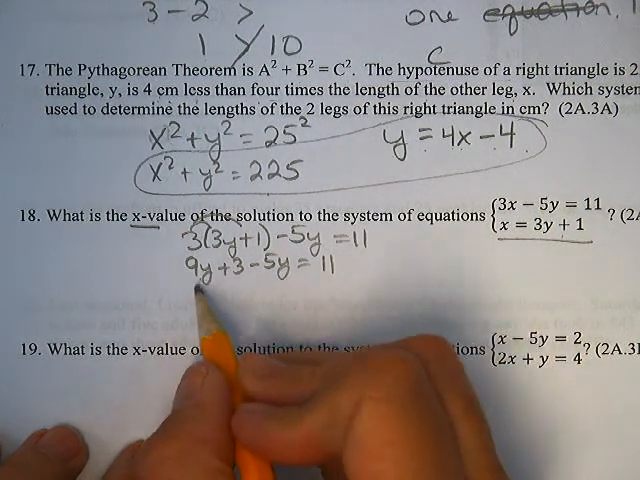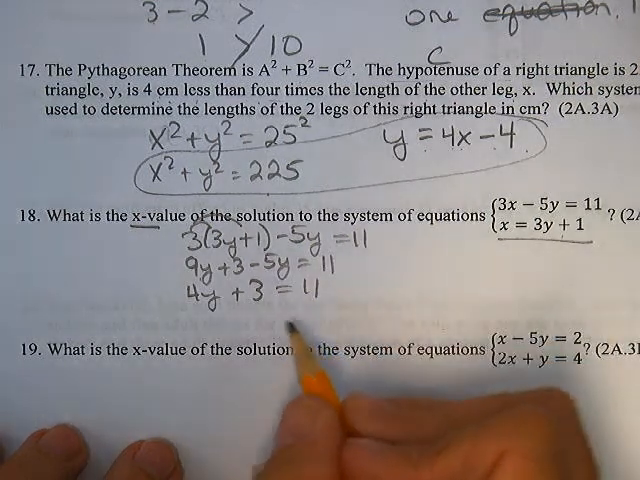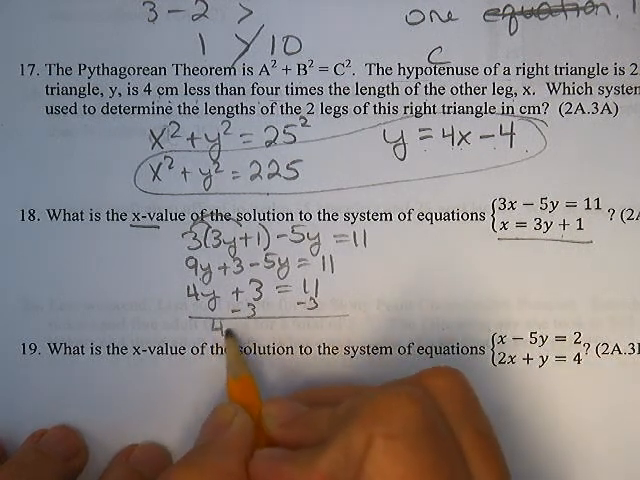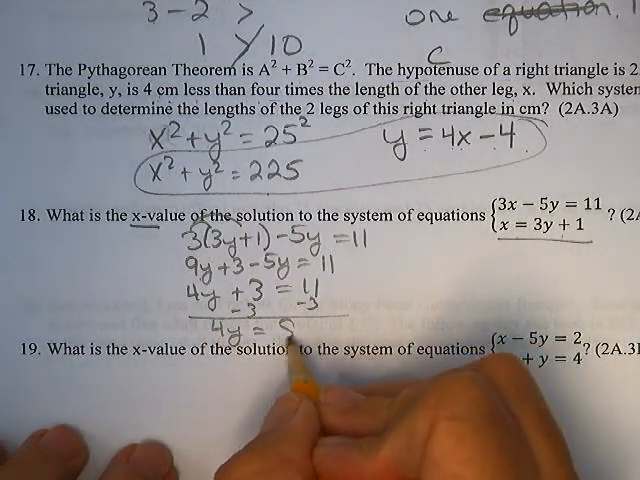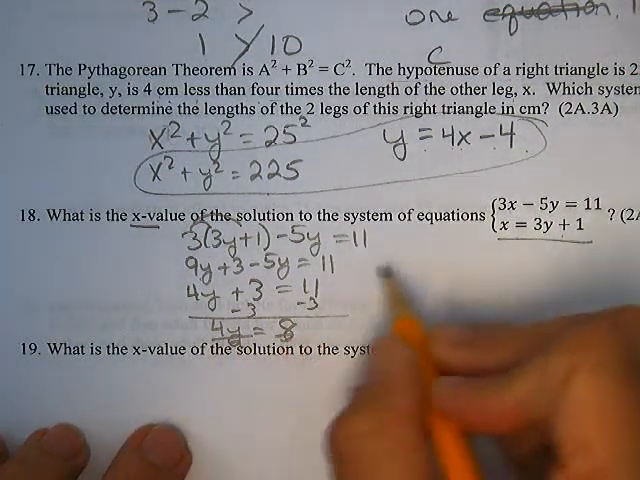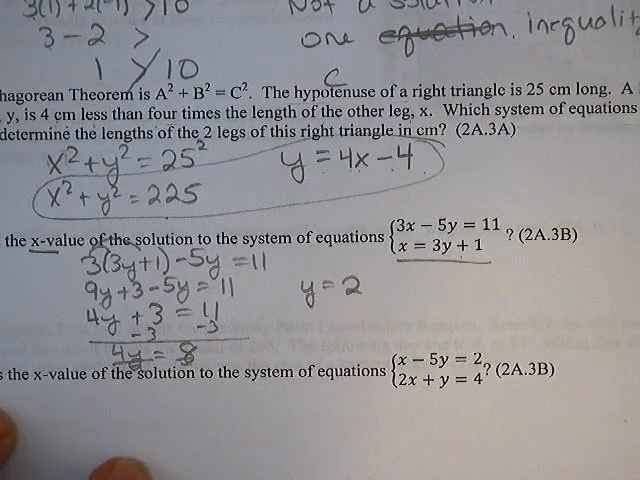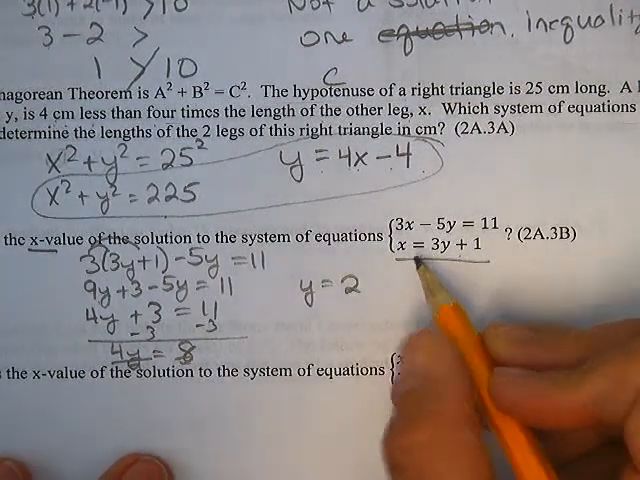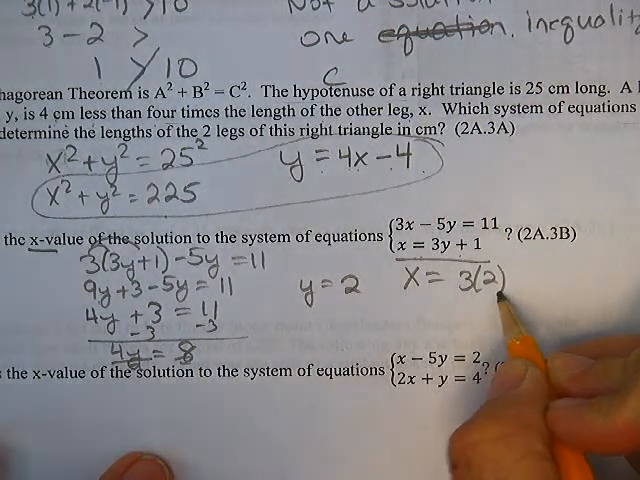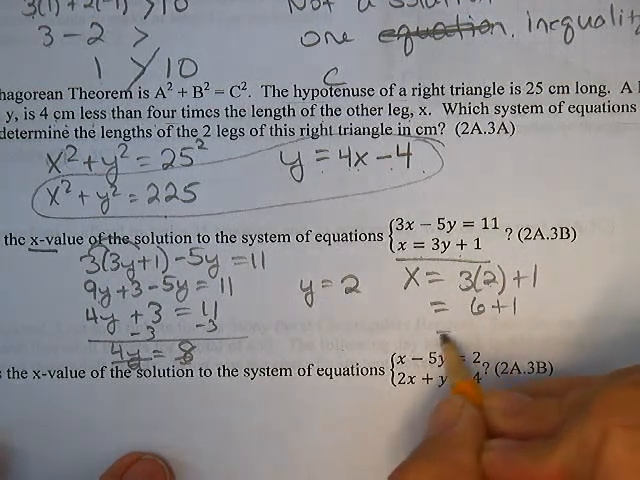Combining like terms, I get 4y plus 3 equals 11. And let's subtract our 3 from both sides. We now have 4y is equal to 8. I have to divide by 4, so we get y is equal to 2. I then plug this back into my equation, and I'll use the second one. So x is equal to 3 times y, which we said was 2, plus 1. X is equal to 3 times 2 is 6, plus 1 equals 7.